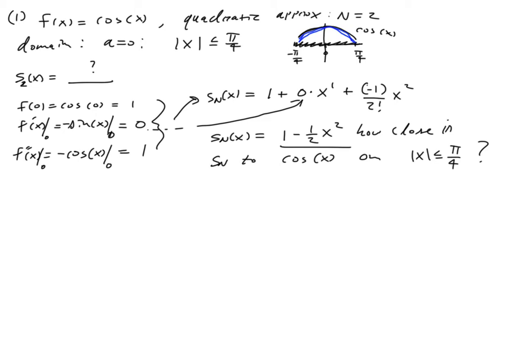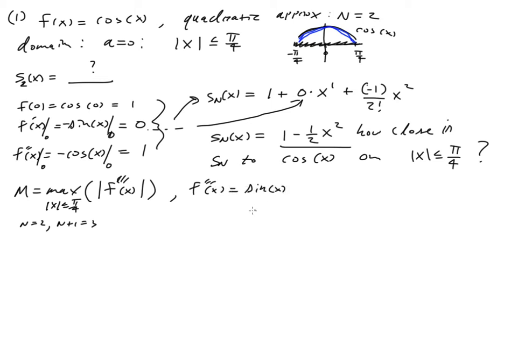So again, what we need to calculate is this M value, which is going to be the maximum of x on this domain, x all the way from negative pi over 4 to pi over 4, of the absolute value of the, in this case, because n is equal to 2, that means n plus 1 is equal to 3. So we have to take the third derivative, f triple prime of x, in absolute value. All right, so the derivative, f triple prime of x, of course, is going to be positive sine of x. All right, so there's our derivative, and I want to find that bound.